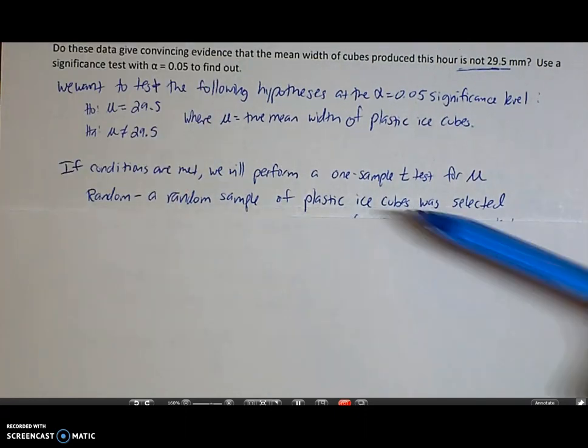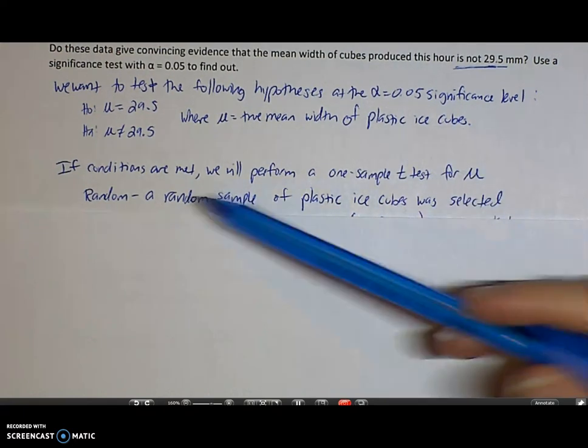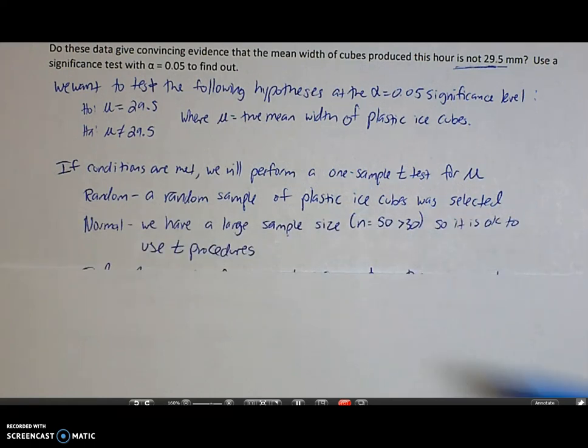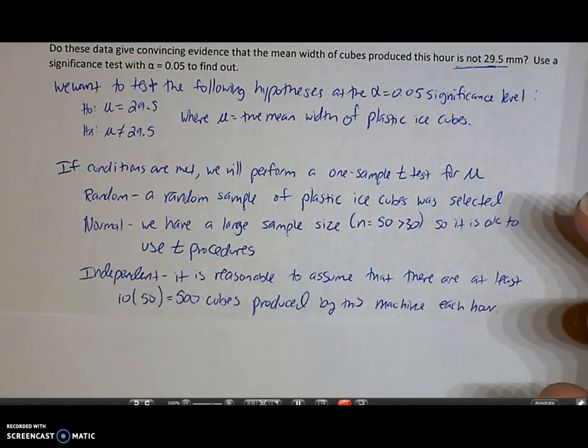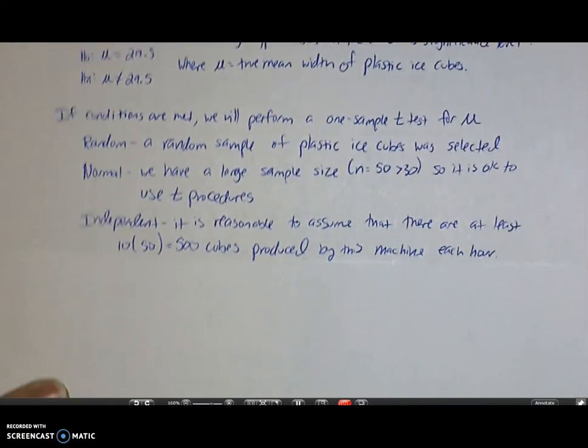We're going to perform a one sample t-test for mean. Remember, have all three pieces when you say it. Random. Yes, this was a random sample. In this case, luckily, our sample size is bigger than 30, so the central limit theorem says we're good to go, and it's okay for us to use t procedures in this instance. Next, we need to test independence. It's safe to assume there are at least 500 cubes produced by this machine each hour. So we're good to go there.